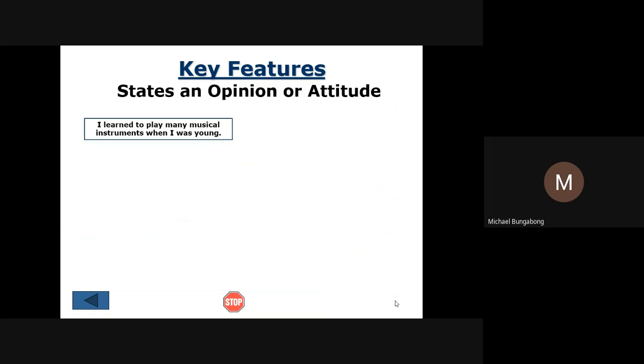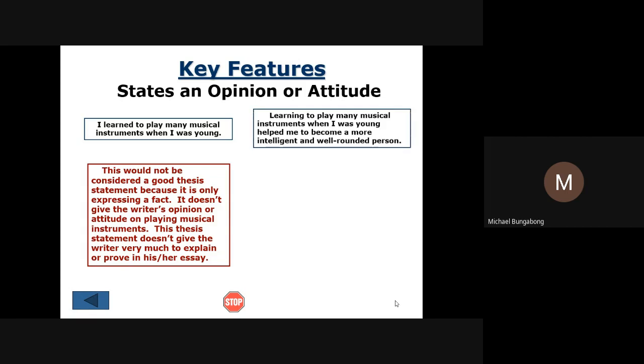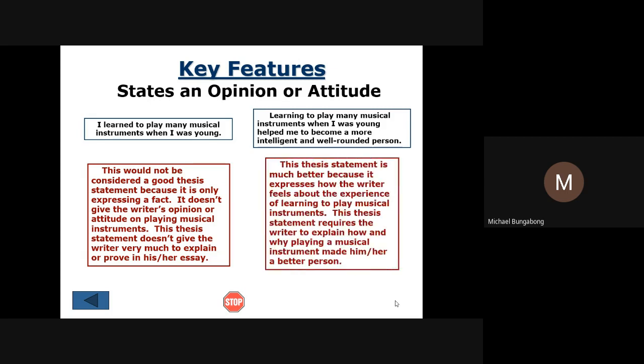So look at the example. I learned to play many musical instruments when I was young. So definitely, class, this is not a thesis statement because you are just stating the facts and you are just giving us the main idea. So to make it better, to make it a thesis statement, you may write like this: Learning to play many musical instruments when I was young helped me to become a more intelligent and well-rounded person. Indeed, this is a thesis statement.